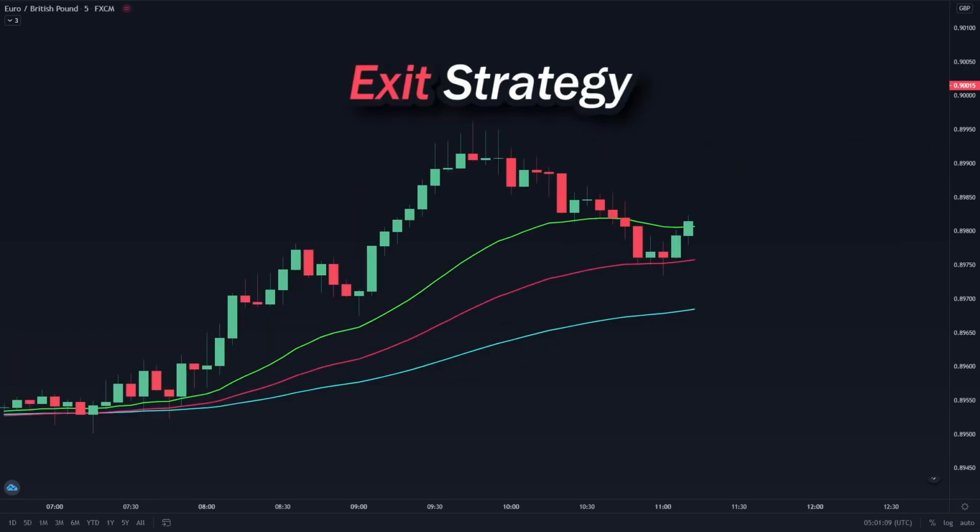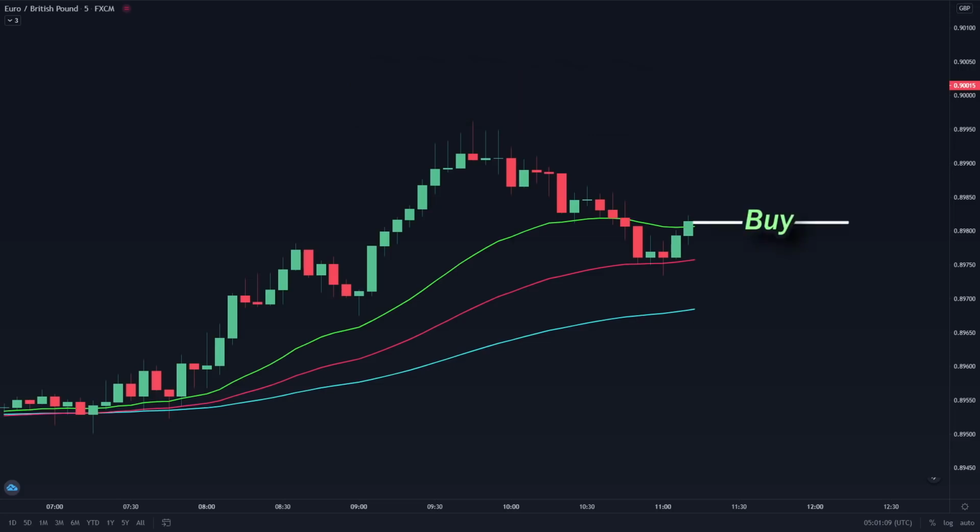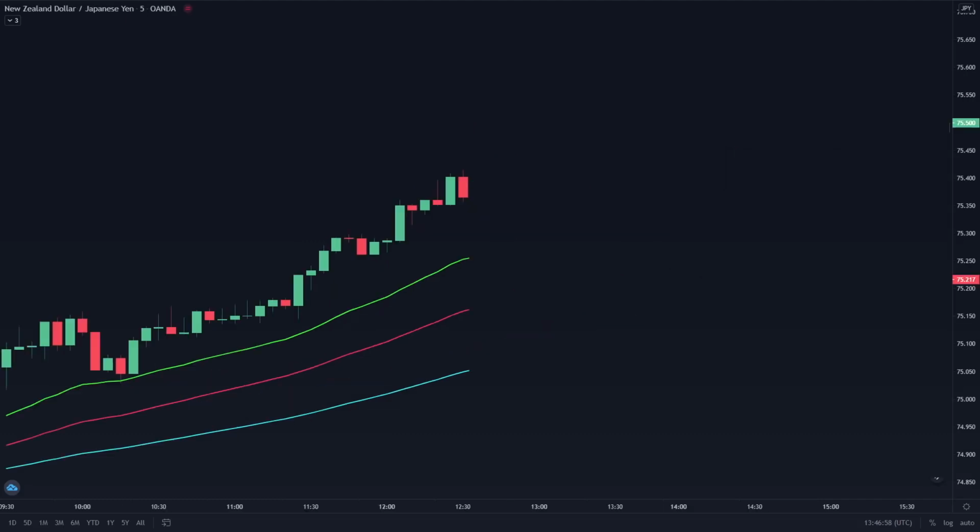Now, for your exit strategy, let's say you took a buy position here. You want to set your stop loss at the 50 EMA, and for your take profit, you set it at 1.5 times your stop loss. So here's an example of the strategy in action.